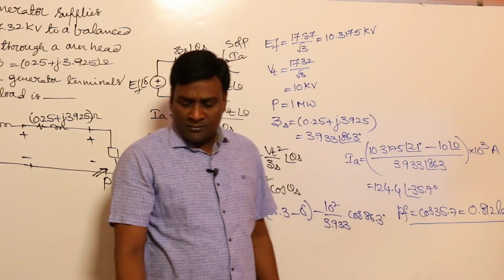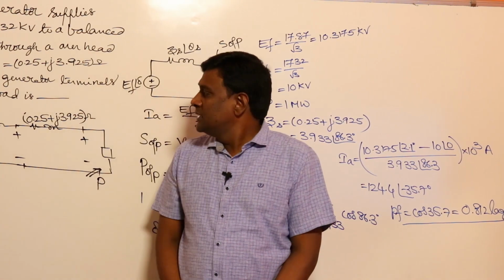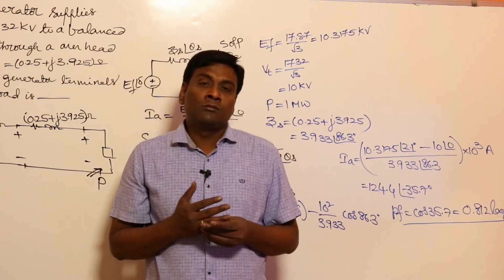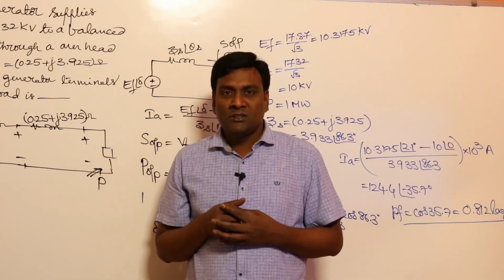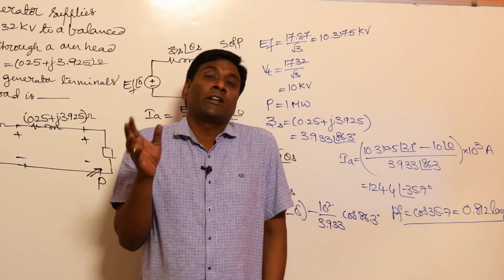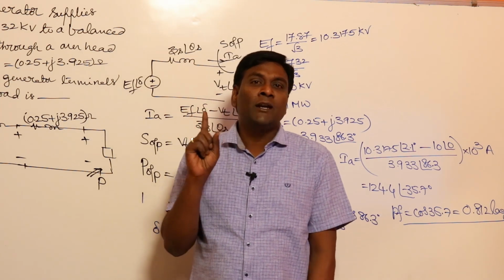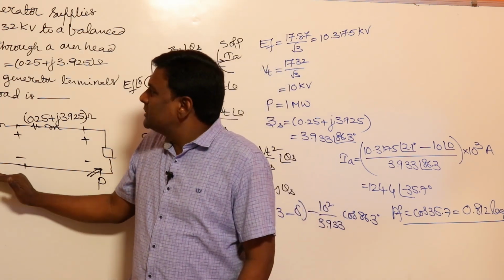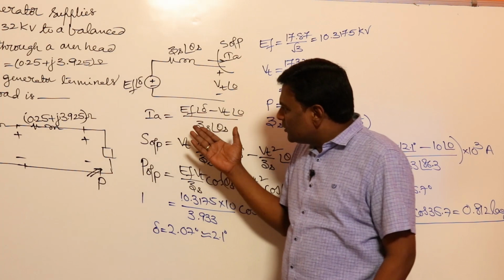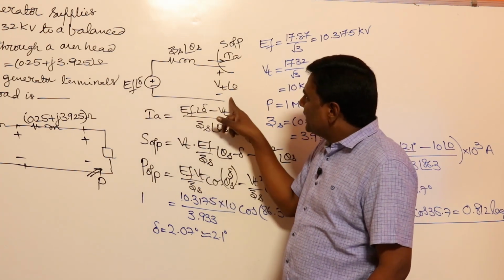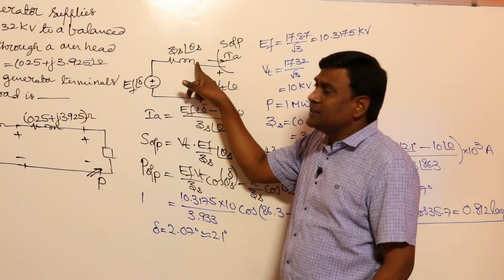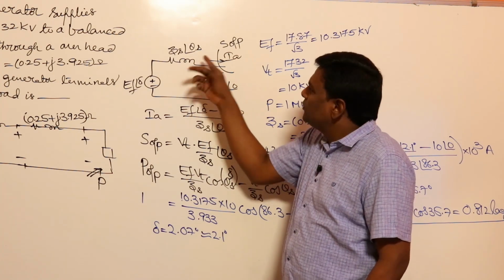Yes, this is a lengthy question. As I said previously also, I don't know from where they captured that formula. It is not required, because even if you try to remember the formula now, in the exam you will not be able to recollect it. So stick to the basics. Is it difficult to derive this? No, right? EF at an angle delta minus Vt divided by Zs at an angle theta s is going to give you the current.